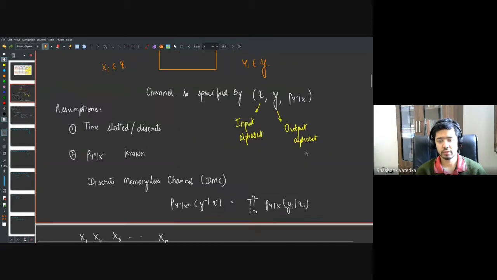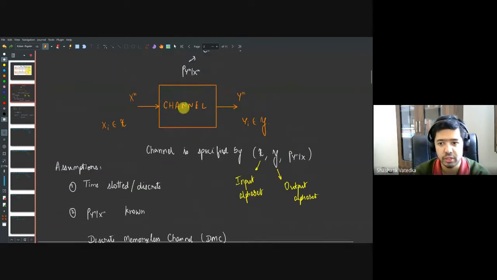We'll see some examples which will hopefully clarify this particular point. But one other terminology that I want to introduce is n. So we're assuming that the input to the channel is a sequence of length n, and the output is also a sequence of length n. So this n is what we call the number of channel uses.